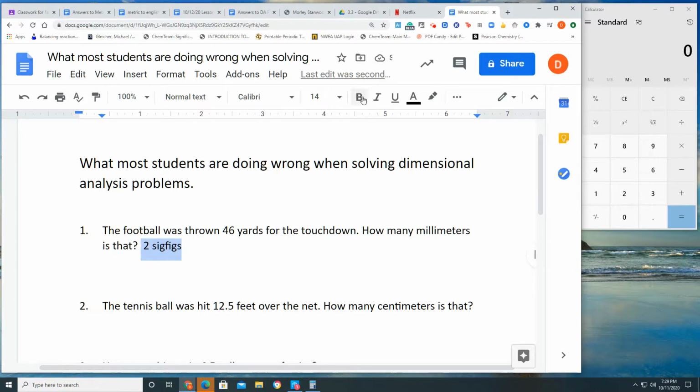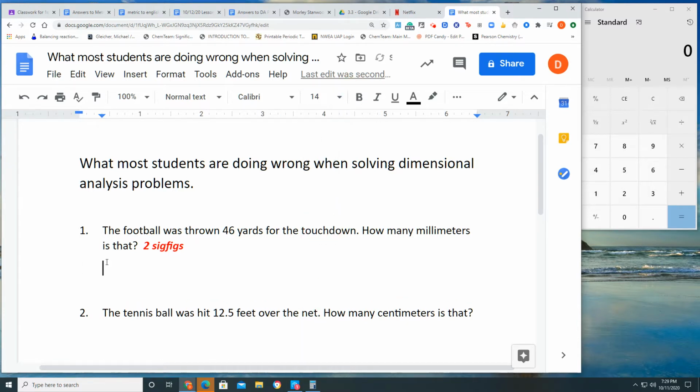And highlight this. A lot of you are doing that, but then you stop right there, and I don't know what you're coming up with next. So what we're going to do is put down our known and our unknowns. We're going to start off with our known, and our known is this 46 yards right here. So we're going to write down 46 yards. And then you have to write down our unknown, and our unknown is going to be the number of millimeters.